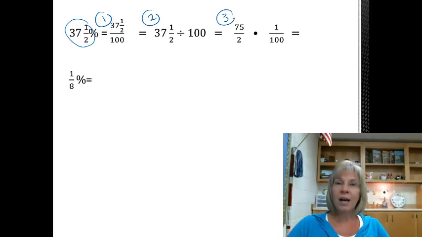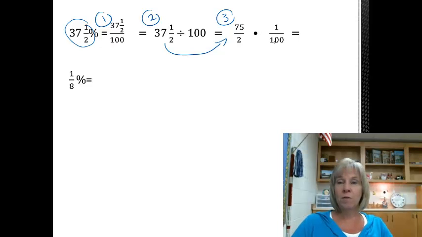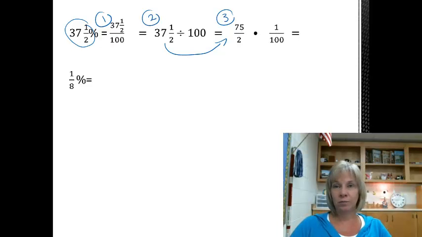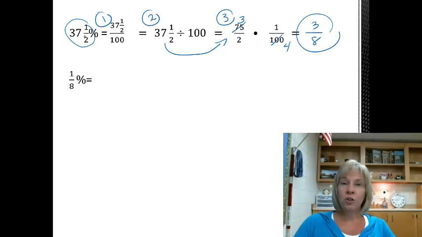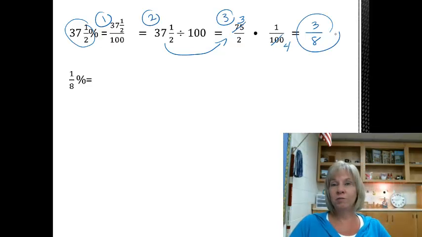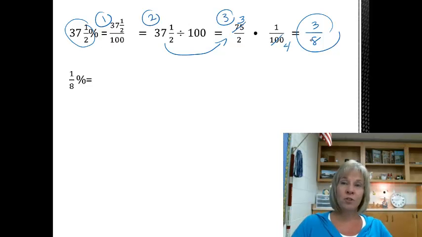Third step, actual working out that division. How do we divide fractions? We multiply by the reciprocal. So I changed 37.5 to an improper fraction, and then I multiplied by my reciprocal. Now we can cross cancel. What goes into 75 and 100? 25. 3 times, 4 times. So 3/8. So changing 37.5% to a fraction is actually the same as 3/8.